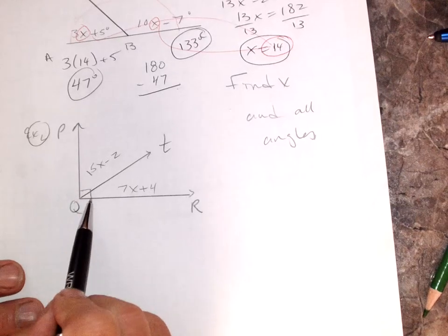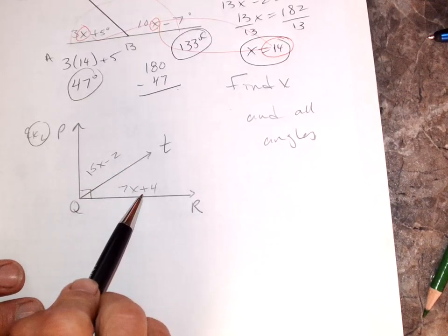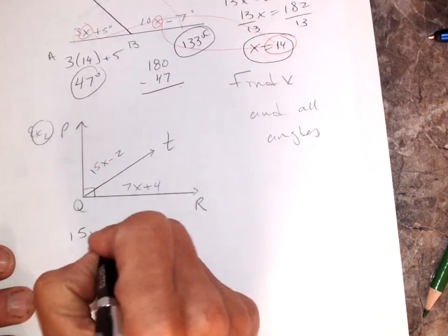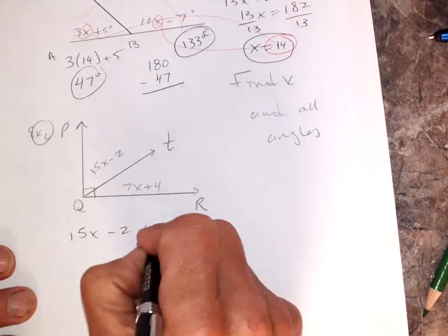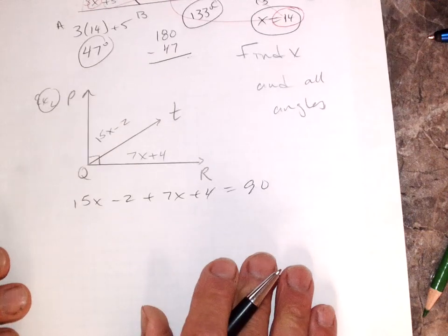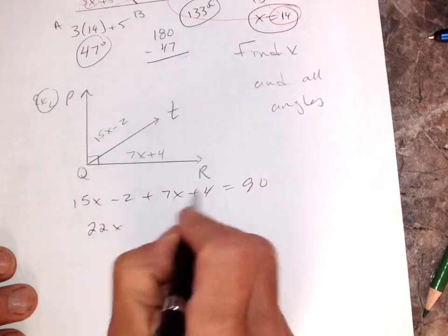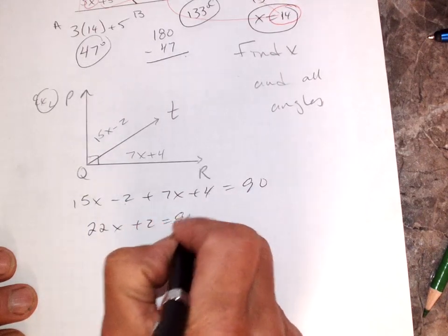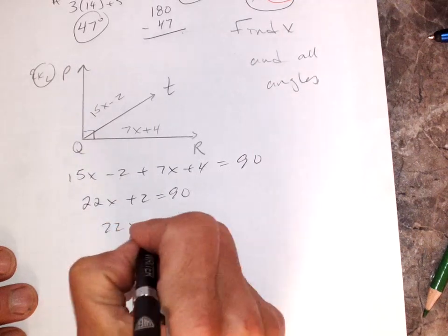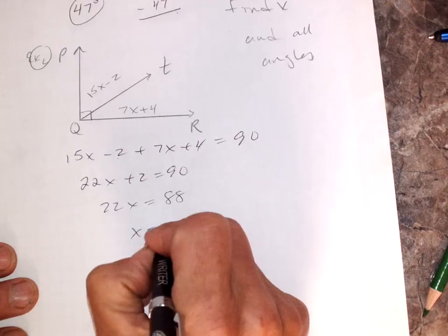Here's what I see, 90 degrees, which means they're complementary. So I'm going to take this angle plus this angle and set it equal to 90, okay? So let's take 15x minus 2 plus 7x plus 4 and set it equal to 90, okay? All right, so 22x plus 2 equals 90. And let's just solve. Minus 2 minus 2. 22x equals 88. Divide by 22, and I think it's going to be 4, right?